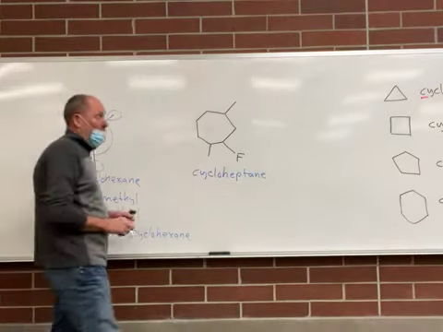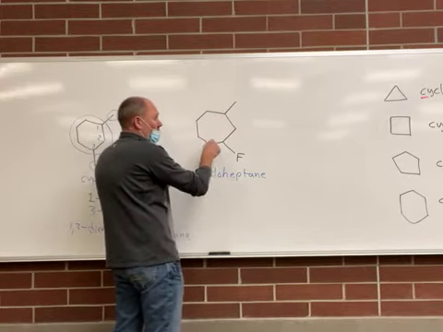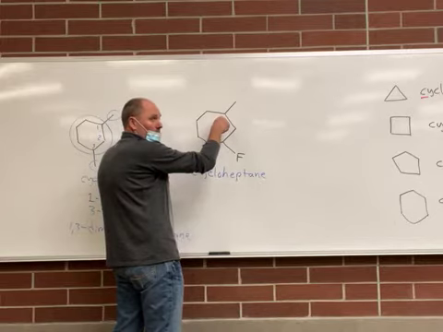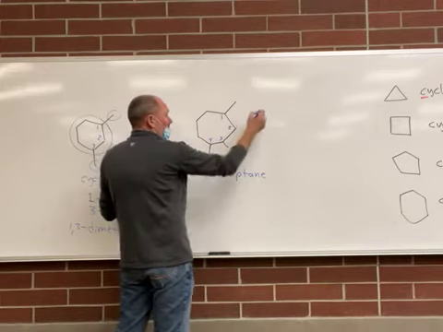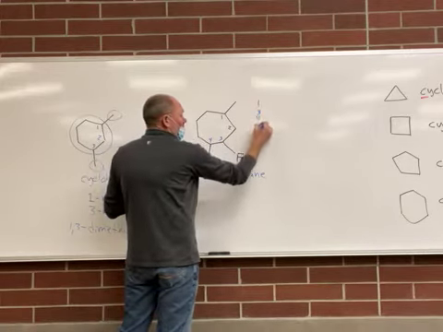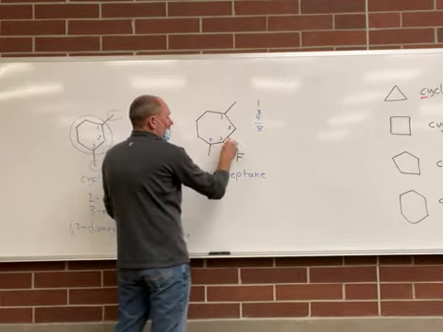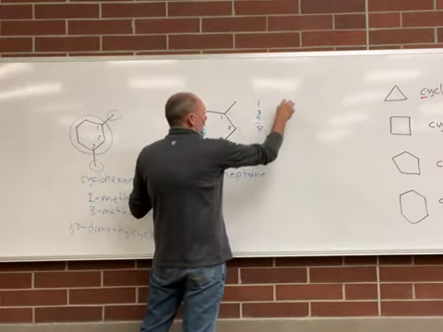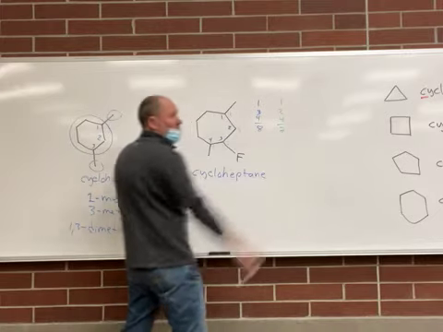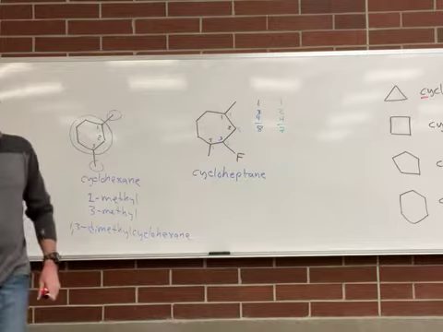Okay, so let's figure out how to number this thing. I could do 1, 2, 3, 4, or I could do 1, 2, 3, 4. Which one's lower? Here's a way to do this. Watch. 1, 2, 3, 4. So I have a 1, 3, 4, which equals 8, right? I have a 1, 2, 3, 4. So I have a 1, 2, 4, which equals 7. Which one's a lower number? The green one. Okay? You see how that works?